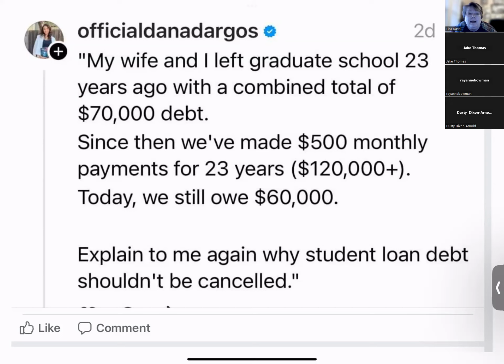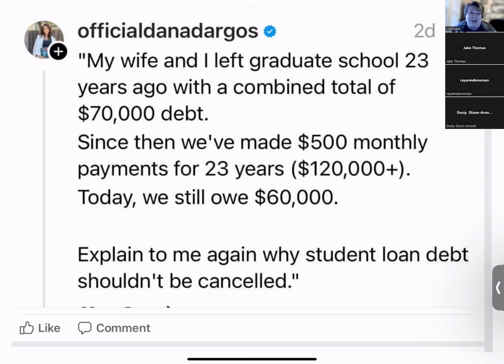My wife and I left graduate school 23 years ago with a combined total of $70,000 debt. Since then, we've made $500 a month payments for 23 years, which is $138,000 if you're interested. We still owe $60,000. And then, it's political. Explain to me again why student loan debt shouldn't be canceled.